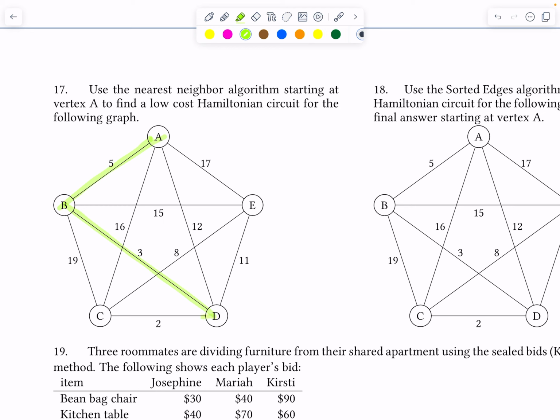From D, the 2 is the cheapest, and then basically there's only one option. It's to go back to E and then back to A. Let's write down this graph is A, B, D, C, E, back to A.